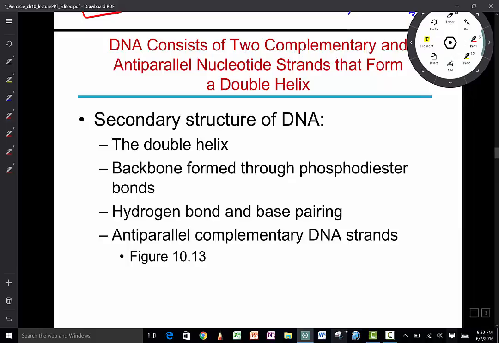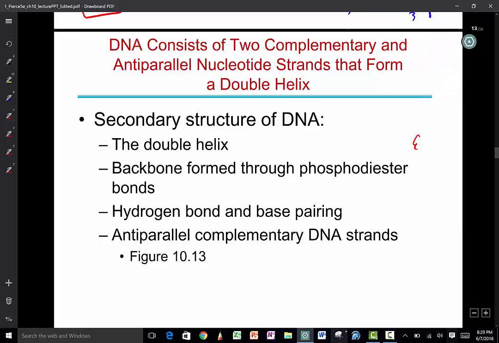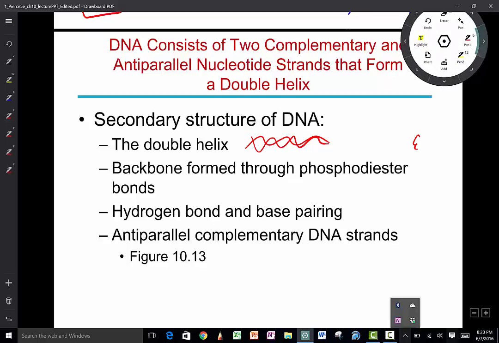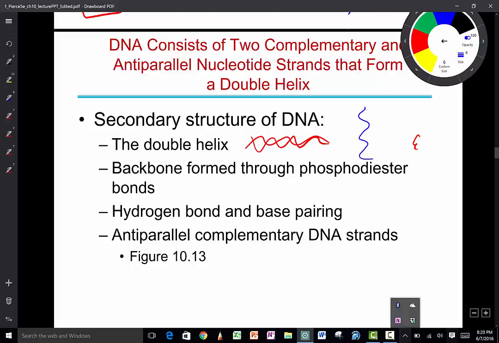So we've just looked at a dinucleotide so far, but DNA is actually a double helix, and I'm sure you've all seen this kind of molecule before. That's not a very good drawing of it. We can try again. Maybe if we make it blue, it'll look better. Something like that. So there's our double helix.